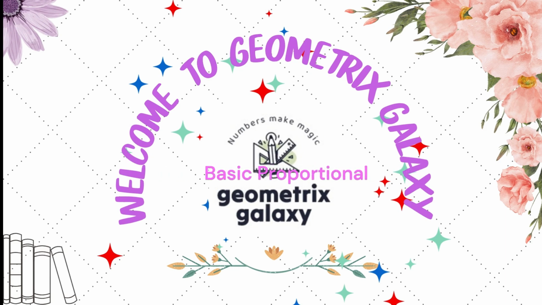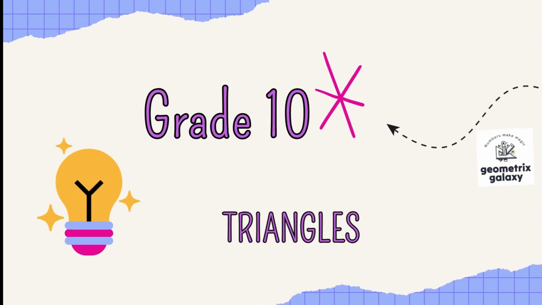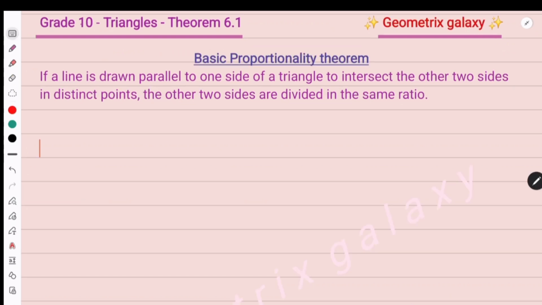Basic proportionality theorem. Now let us see what is given in the theorem. If a line is drawn parallel to one side of a triangle to intersect the other two sides in distinct points, the other two sides are divided in the same ratio. So let us see in detail.